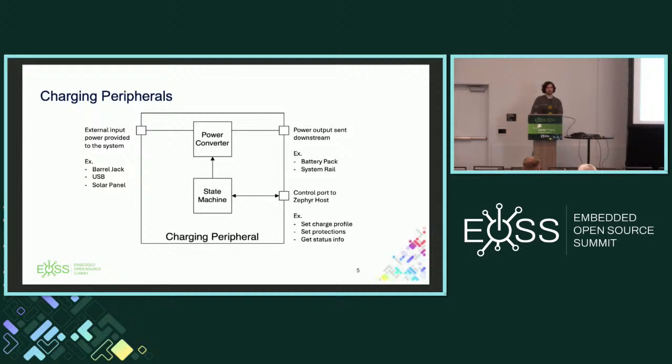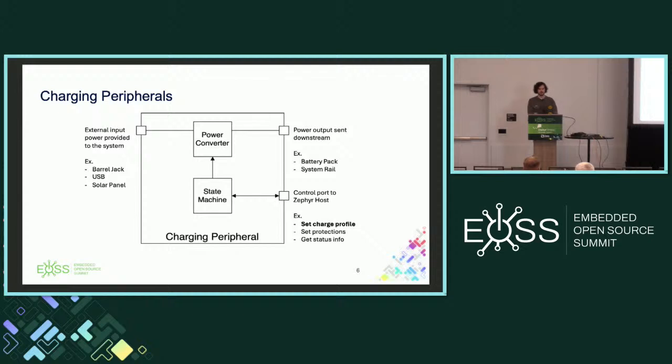That power converter is driven by a state machine that is configured via a control port by the Zephyr host. On the output of the power converter, that's the power that gets sent downstream to both our system and to the battery pack. Architecturally, sometimes these are 2 separate rails, depending on what you want your charger to do. But focusing back in on Zephyr and the control port, what exactly are we trying to configure in this state machine? The most important thing is the charge profile.